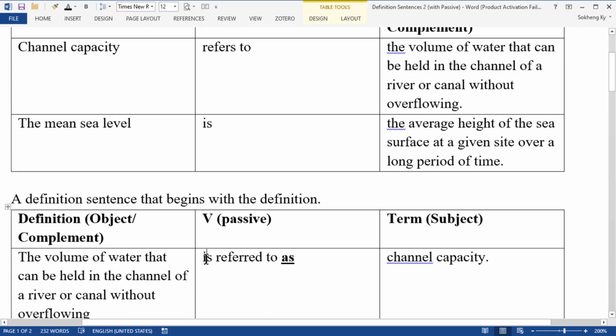We add the verb is, yeah? Is referred to as. Let me underline that. We have is. So we only have these two forms, everybody. Please pay attention. Many students make mistakes every year. Some still make mistakes up to this day. They can never learn, okay? I think they don't pay close attention.